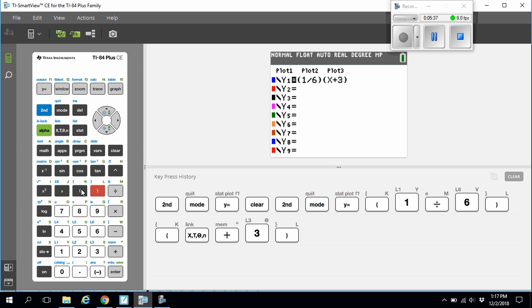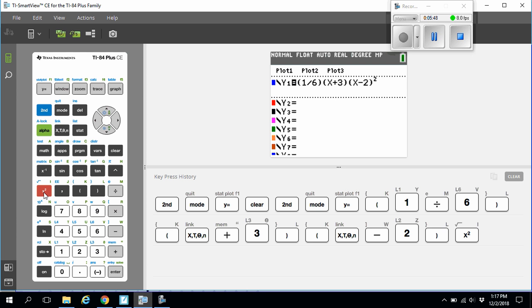And then lastly, I do x minus 2 squared. So again, parentheses, we have an x minus 2. And because we squared, make sure you press the x squared button.